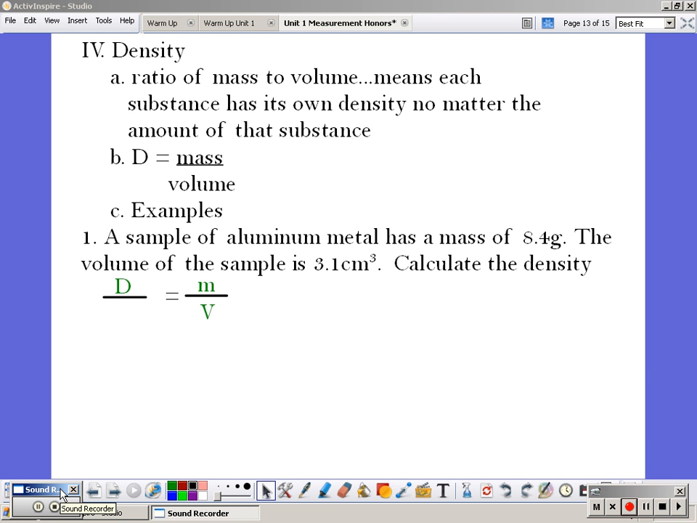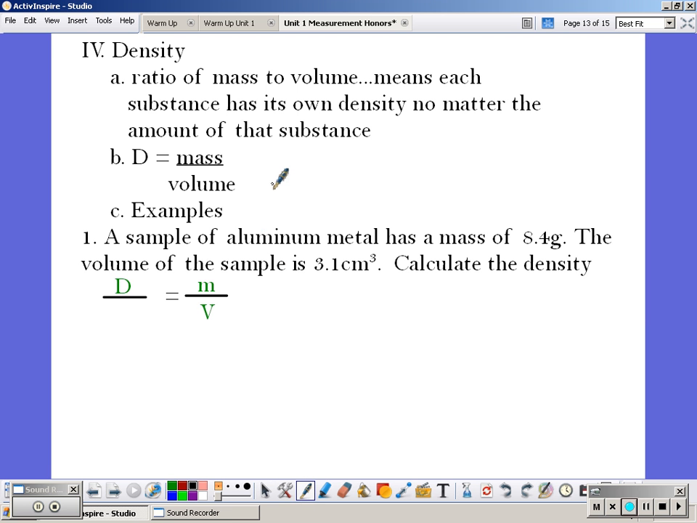Density is the ratio between mass and volume. So it doesn't matter if I have a small gold earring or a brick of gold. The mass and the volume would change from the earring to the brick of gold, but the ratio stays the same. So the density also stays the same, which means each substance has its own density no matter how much of that substance I have. So density is one way we can identify what the substance is.